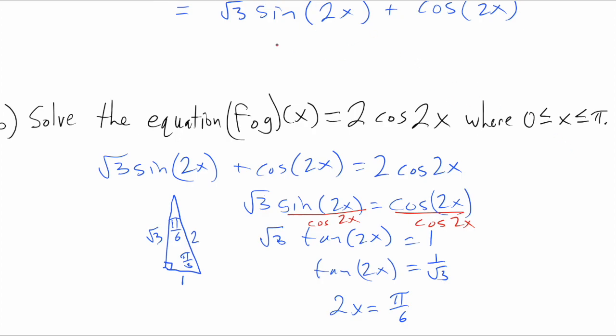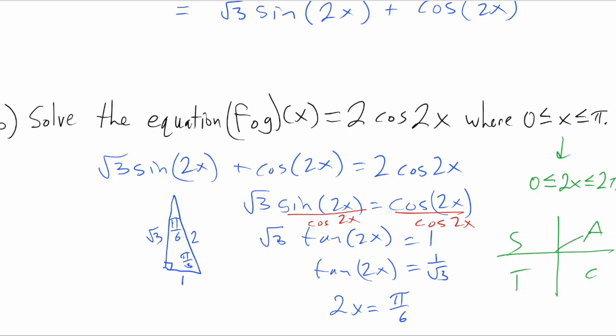Now we have to take a look at this range over here. The range is x between 0 and pi, so that means 0 is less than or equal to 2x less than or equal to 2 pi. So we want this 2x to match this here, and then we know that we need all the answers between 0 and 2 pi. Alright, so between 0 and 2 pi is all the way around the unit circle.